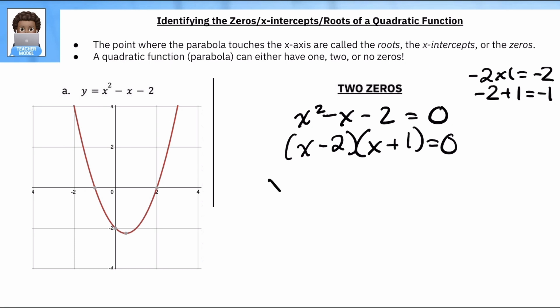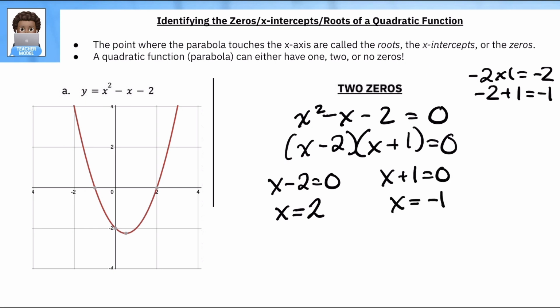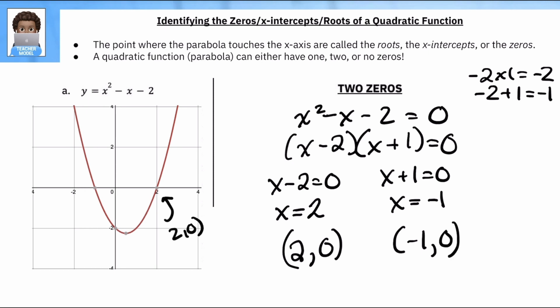All right, so now that I have that, I'm just setting them to 0. And I get x is equal to 2 on this side, and x is equal to negative 1 on the other. So that means it touches at (2, 0) and (negative 1, 0). And that's what we see. There it is. There's our (2, 0), and here's our (negative 1, 0) on our graph. Okay, so that's the first way we can do it algebraically, and this is what it looks like when we have two zeros.